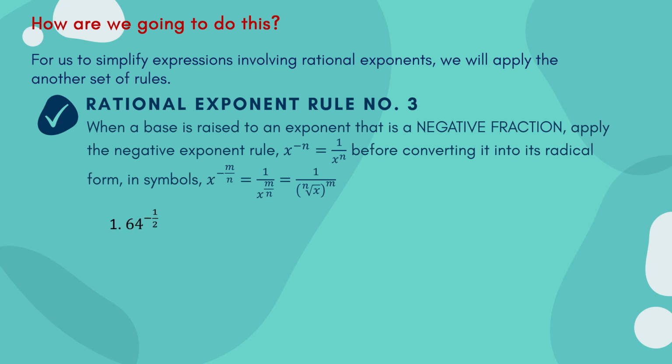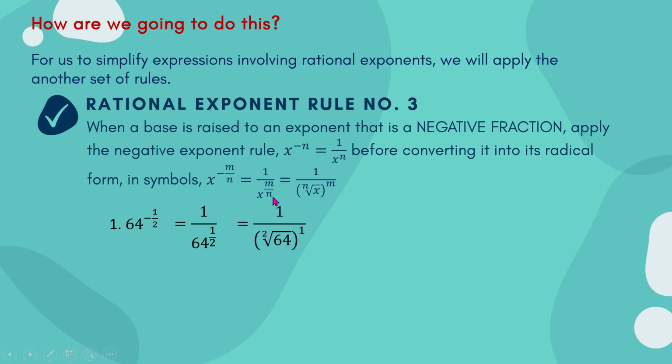Okay, example ta. Number 1. 64 raised to negative 1/2. Since our exponent here is negative 1/2, negative ang fraction ha, sa buhaton, dapat himo sa siyang positive. So making use of the negative exponent rule, sa kani x raised to negative m over n is equivalent to 1 over x raised to positive m over n. So kani dapat mahimo na siyang 1 over 64 sa ubos raised to positive 1/2. Muna siya ang first step. Kita mo? First step ni siya.